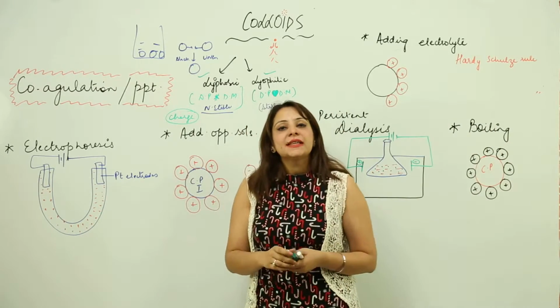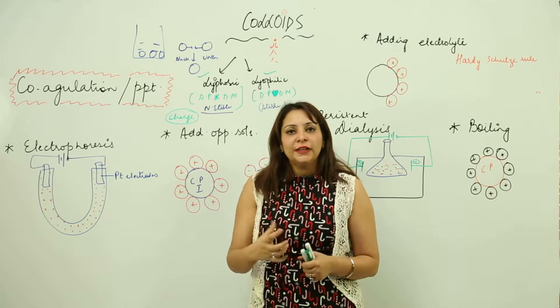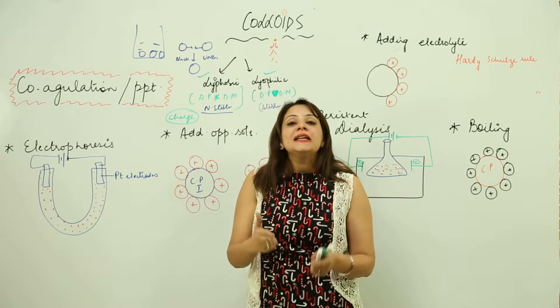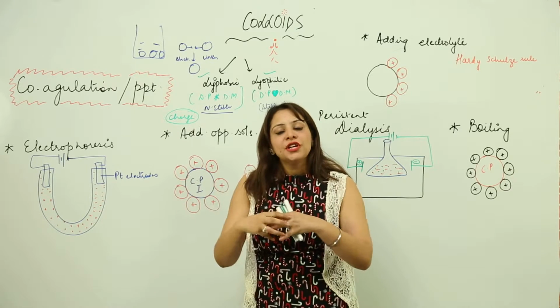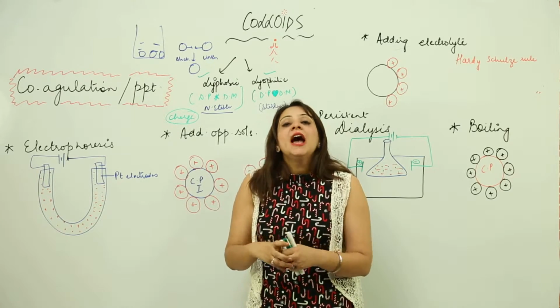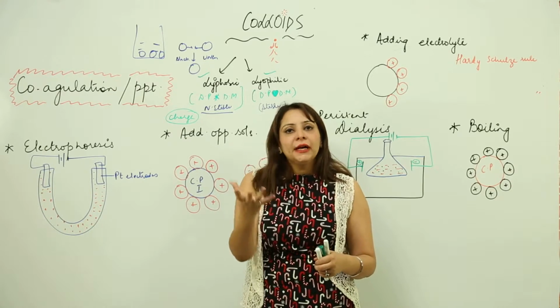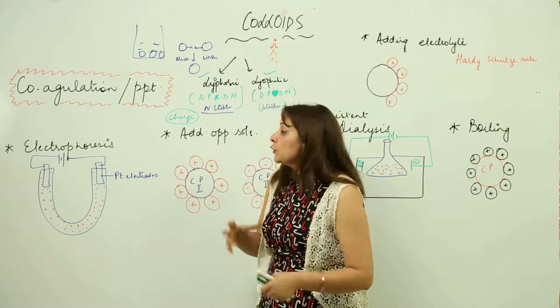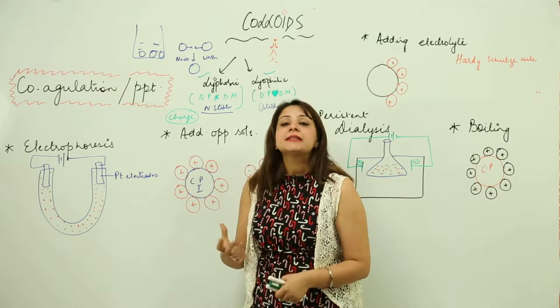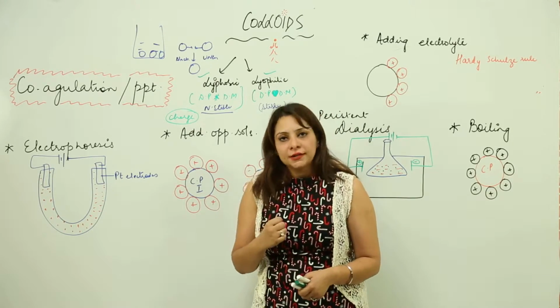The basic thing is that when we apply a method, we need to uncharge the colloidal particles, because the moment they become uncharged, they will start approaching each other, fuse with each other, and form a bigger particle that is going to settle at the bottom. So we are going to study the techniques for how we can make the colloidal particle uncharged.